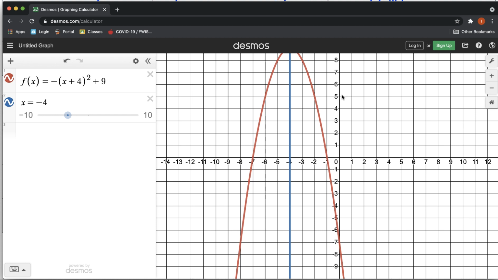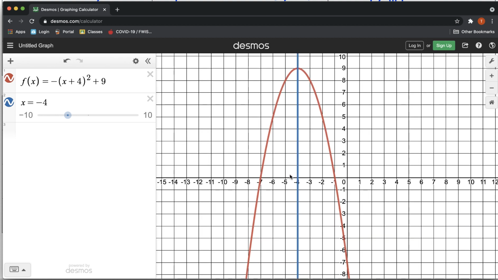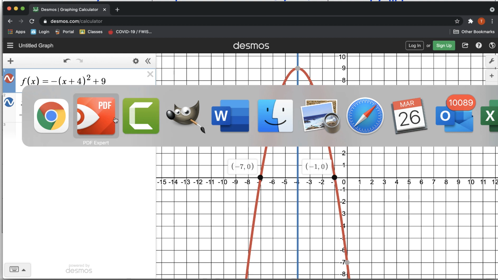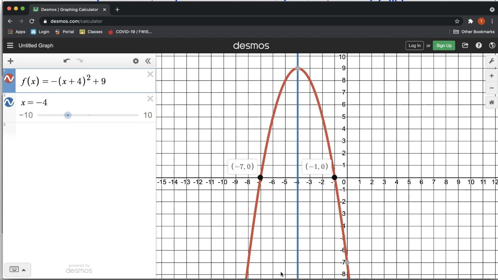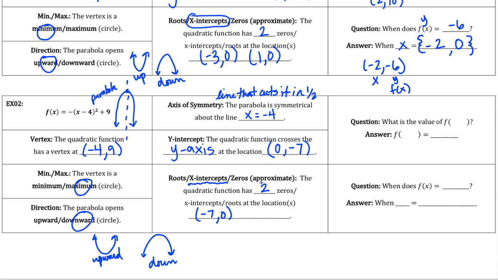We can see it crosses the x-axis right here and right here. Negative 7, 0, and negative 1, 0. Oh, so there's two of them. One is at negative 7, 0, right? If I remember correctly. Yeah, and negative 1, 0. Okay, now we got to find some points that we can use on here.